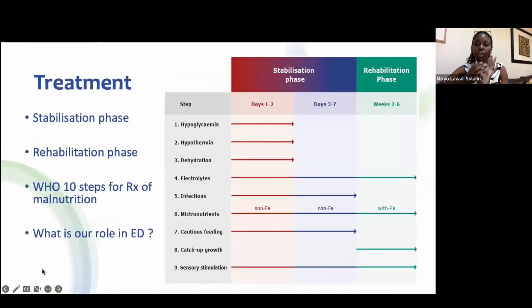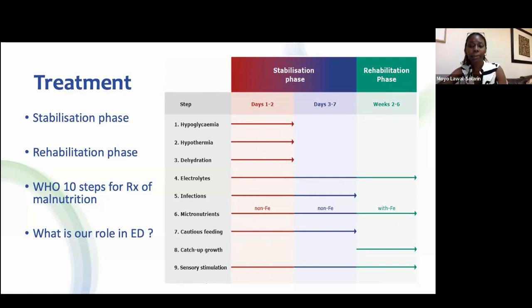All right, so in terms of treatment, I'm sure we all know about the World Health Organization 10 steps for the treatment of malnutrition. So here I've got steps 1 to 9. The last step is preparing for discharge. So it's divided into 2 phases, the stabilization phase and the rehabilitation phase, which are pretty self-explanatory. In the first couple of weeks, we just want to stabilize the kitty, resuscitate if we need to, and thereafter, that's when we start trying to catch up growth and getting the kitty back to baseline.